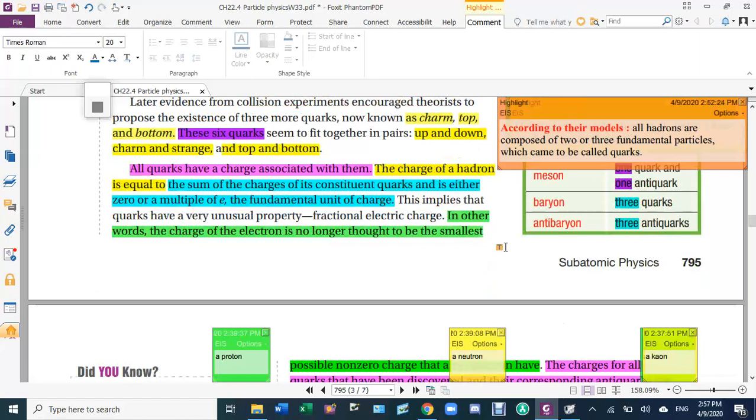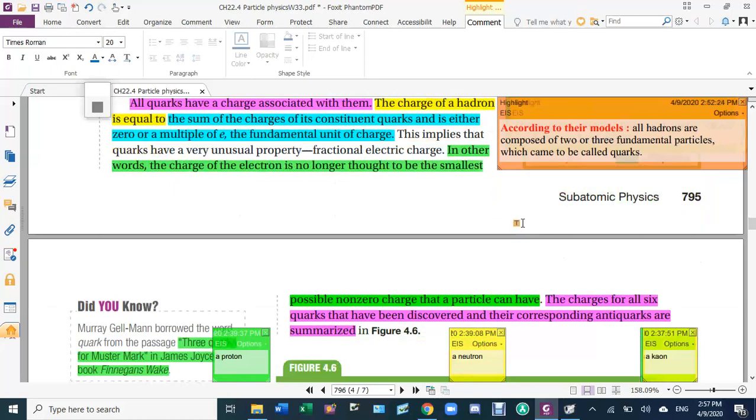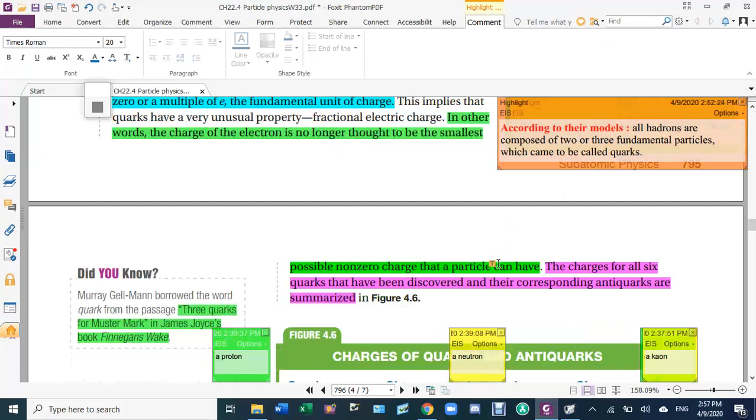And all quarks have a charge associated with them. The charge of a hadron is equal to the sum of the charges of its constituent quarks, and is either 0 or a multiple of e, the fundamental unit of charge. This means that quarks have a very unusual property: fractional electric charge. In other words, the charge of the electron is no longer thought to be the smallest possible non-zero charge that a particle can have.